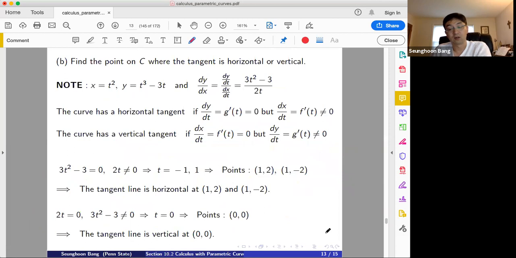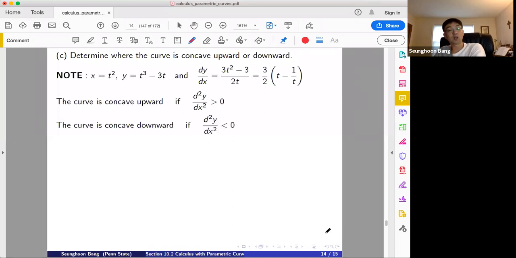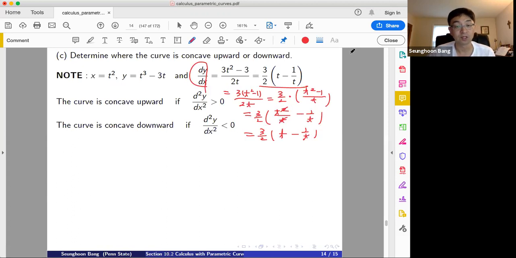This one, the third one: determine where the curve is concave up and concave down. We already know that the first derivative, dy/dx, is (3t squared minus 3) over 2t. So how can you do that? Here, factor out 3. You can change it to 3 over 2 times (t squared minus 1) over t. The next is 3 over 2, split: t squared over t minus 1 over t. Same as 3 over 2, the t is crossed out, only t minus 1 over t. We have this form.